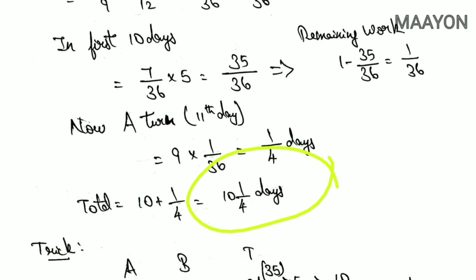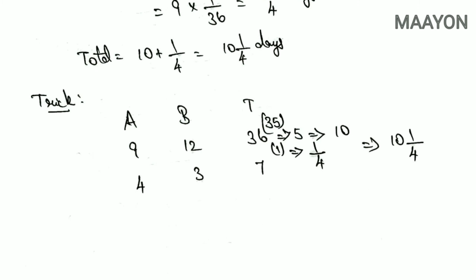Now let's see the trick method. A would complete the work in 9 days, B in 12 days. Taking the LCM and fixing the days as 36, and taking the efficiency now: 36 by 9 gives 4, 36 by 12 gives 3. Then the total efficiency is 7, as 4 plus 3 is 7. Now 7 is the efficiency of A and B, that is, of the first 2 days.